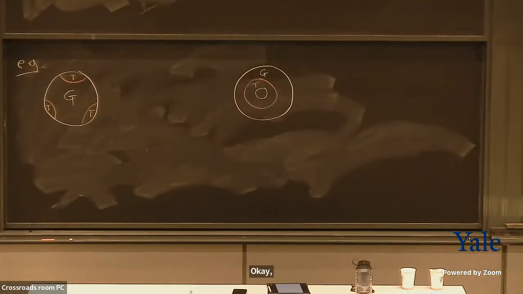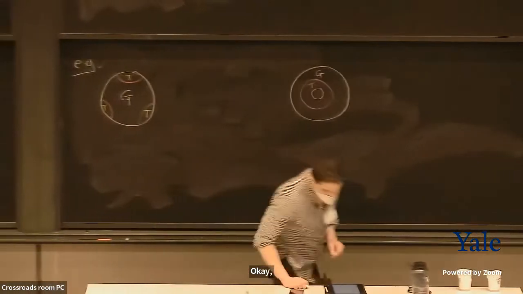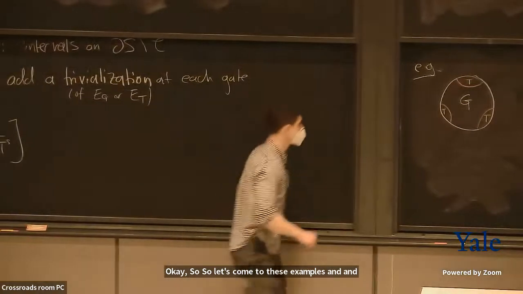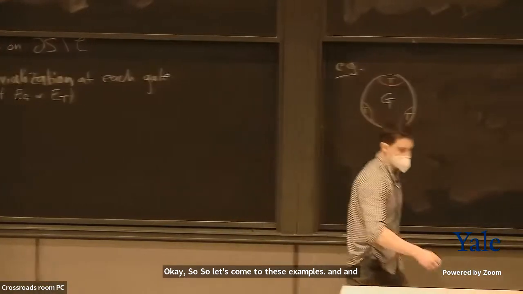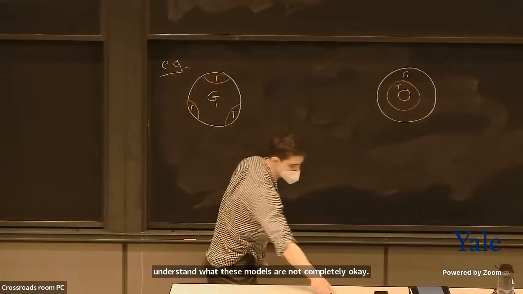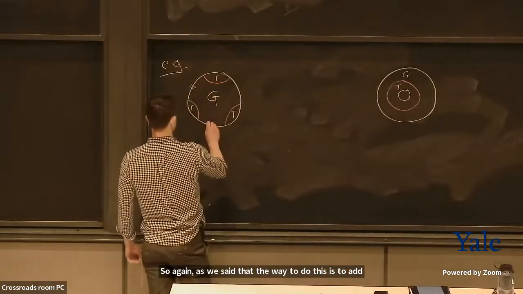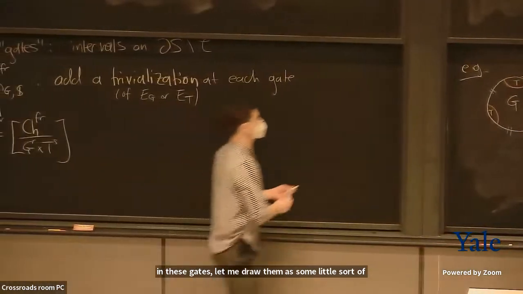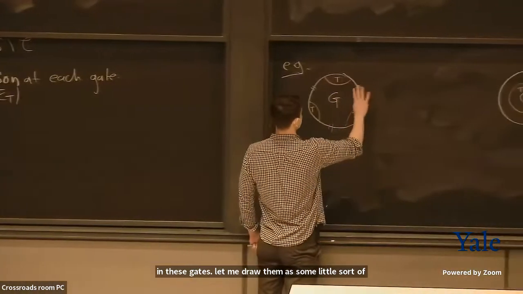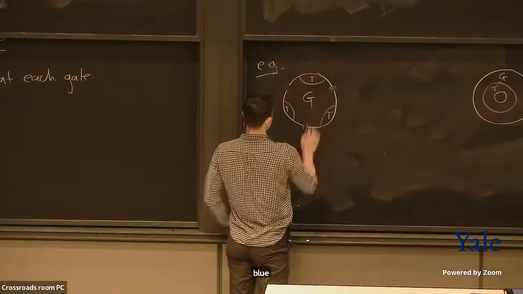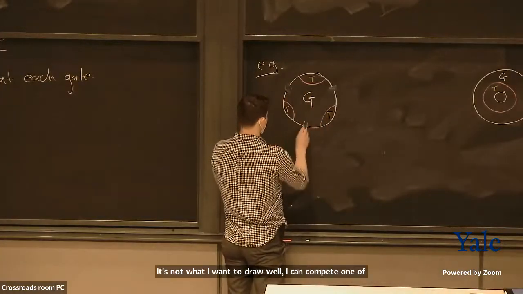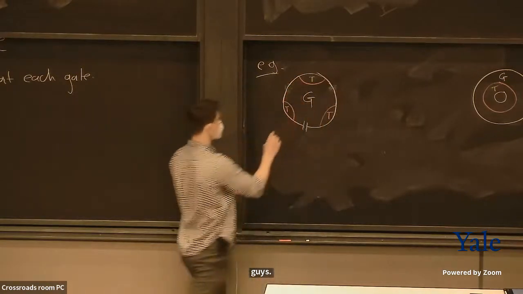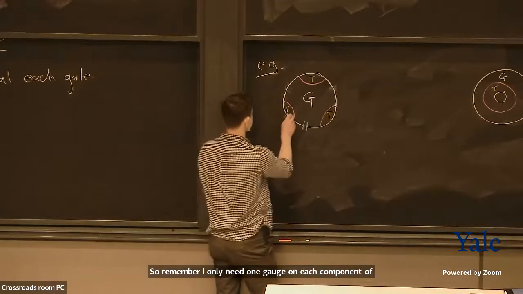Okay, so let's come to these examples and understand what these moduli spaces are concretely. Again, as we said, the way to do this is to add in these gates. Let me draw them as some little blue marks. So remember, I only need one gate on each component of the boundary. So I'll put one gate in this G region and then gates in the others.